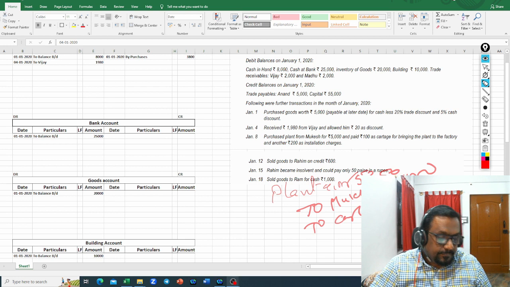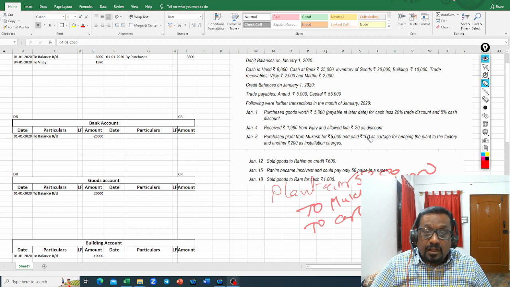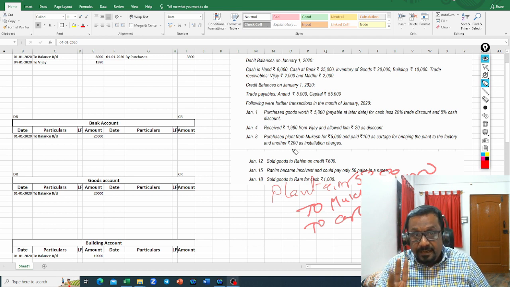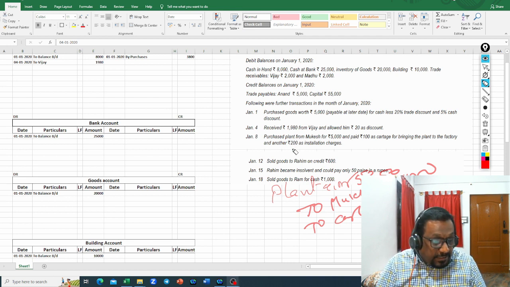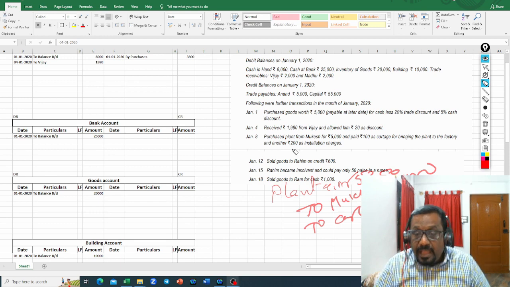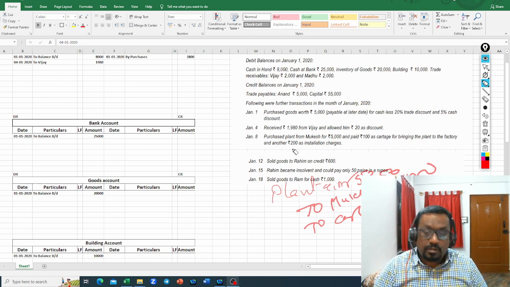300. Why to cash 300? He said very clearly 100 rupees cartage paid. Paid they mentioned. This 100 paid and 200 also paid for installation charges. This 300 they paid, but they did not pay 5,000. So 5,000, since they did not pay, I credited to Mukesh because I am yet to pay that amount to Mukesh. 300, why am I crediting cash? Because that amount is already paid. So plant account debit 5,300, to Mukesh account 5,000, to cash account 300.